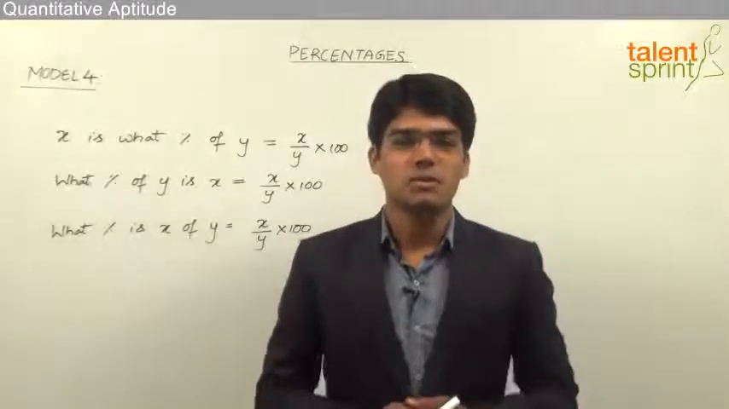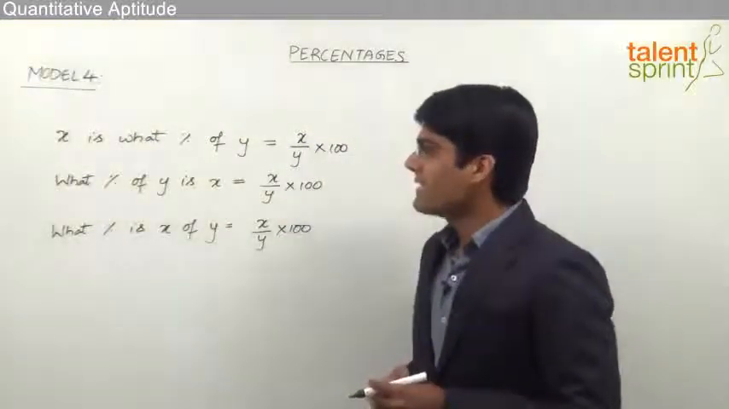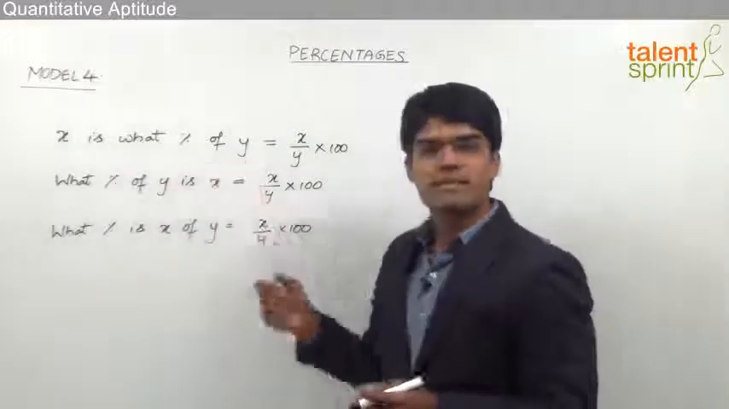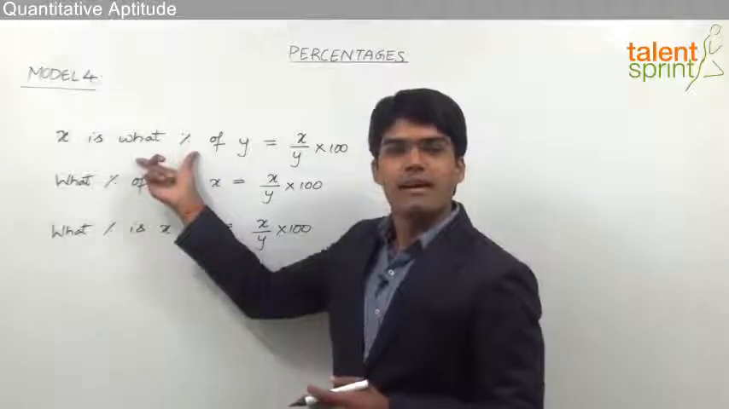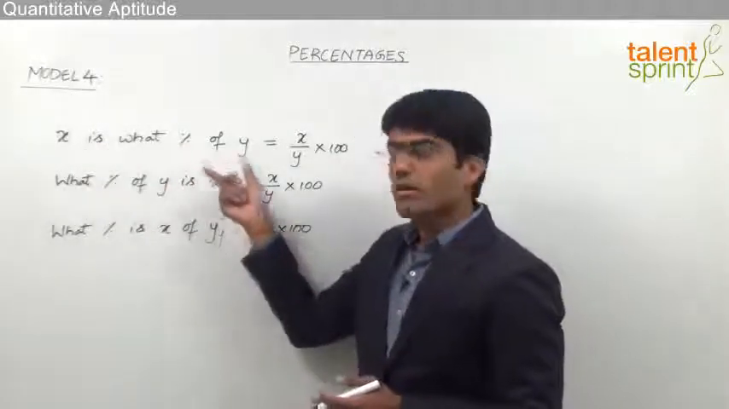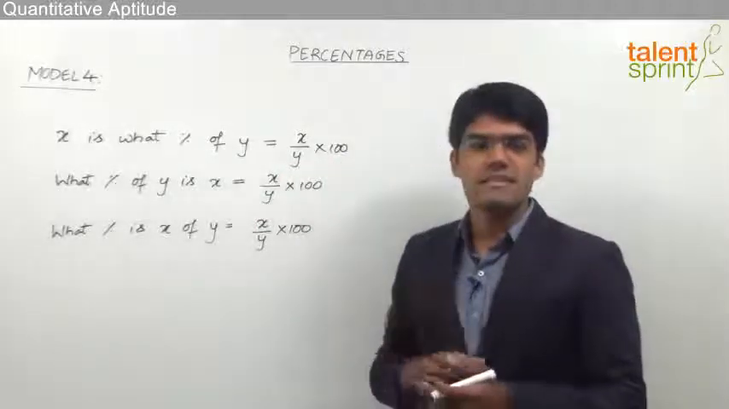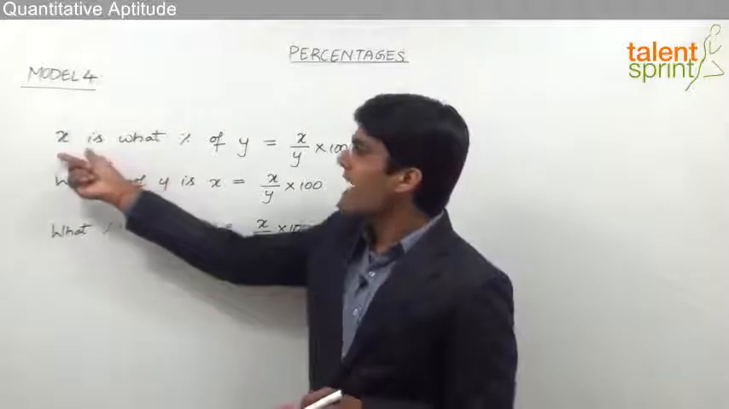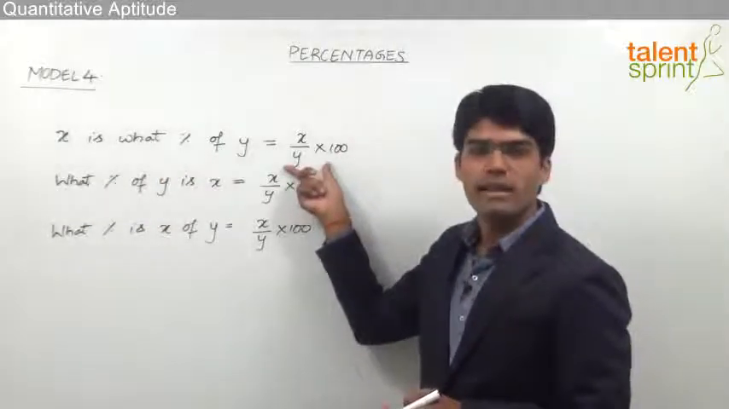Let us now take the fourth model from percentages. The one very important concept that we need to understand here is X is what percent of Y. Now this particular model is very frequently asked in data interpretation. Now X is what percent of Y can always be taken as X by Y into 100. So whenever we see a question in the format of X is what percent of Y, the answer should always be taken as X upon Y into 100.